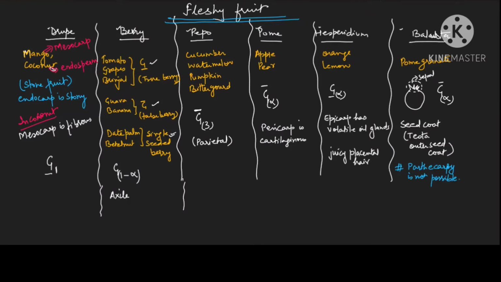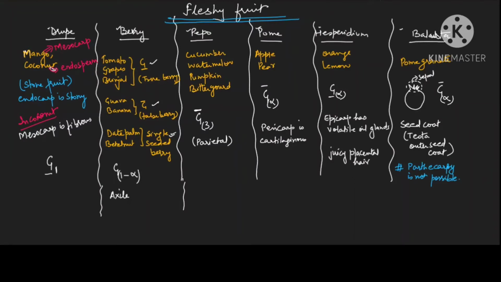In the berry, examples are many. It is tomato, grapes, brinjal with superior ovary. That is why we call them true berry. But guava and banana are with the inferior ovary. We call them false berry. All these fruits, tomato, grapes and so on, are multi-seeded. But date palm and betel nut are single-seeded berry. Is it clear? They are single-seeded berry.